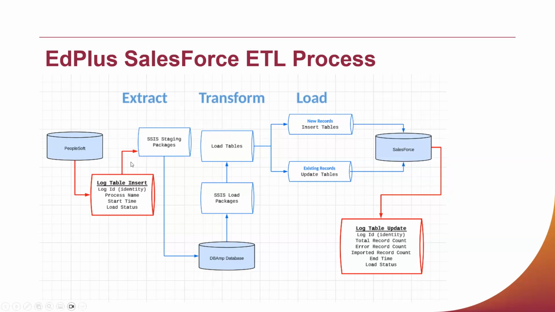And then our process essentially runs through, and at the very end, we do a log table update. For the record that was previously inserted, we use that log ID to identify which row in the log table needs to be updated. This is where we insert the record count, the error record count, the imported record count, and the end time, and this is where we change the load status to 1 to indicate that the process completed.